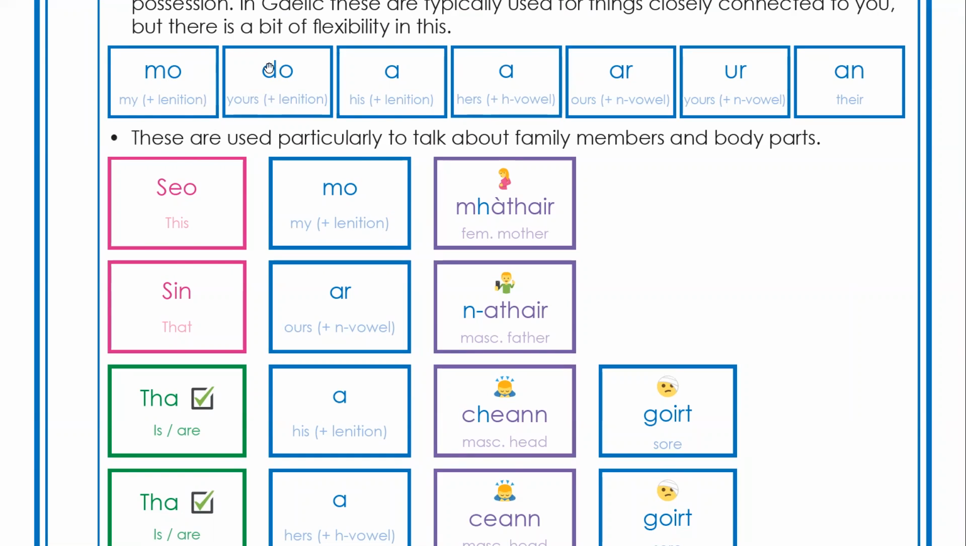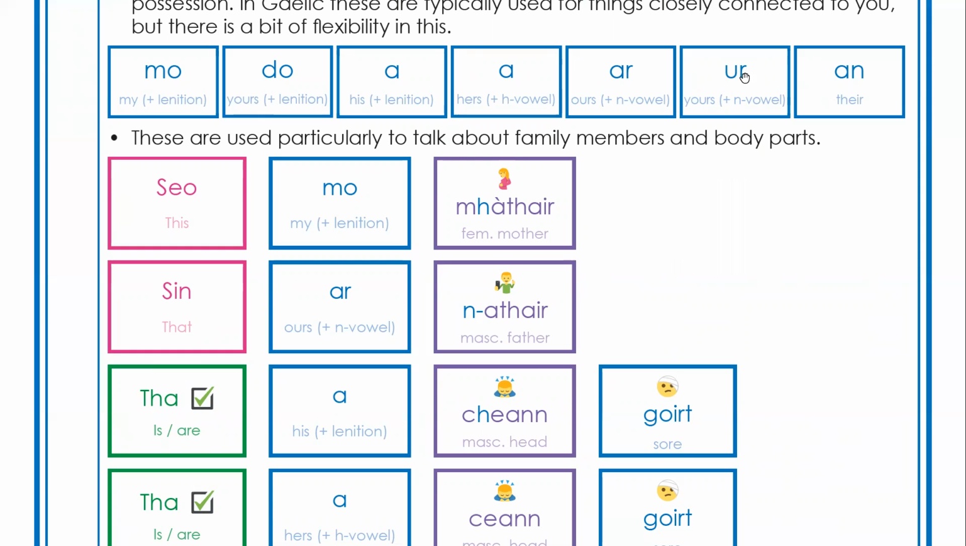So mo, do, a, all cause lenition. So my, mo, lenition; your, do, plus lenition; his, a, plus lenition; hers, a, no lenition, but we get an h and a hyphen before a vowel. Ar for ours, our, no lenition, but you get an n and a hyphen before a vowel. So here we can see ar n-athair, our father, and the n hyphen coming in before a vowel.